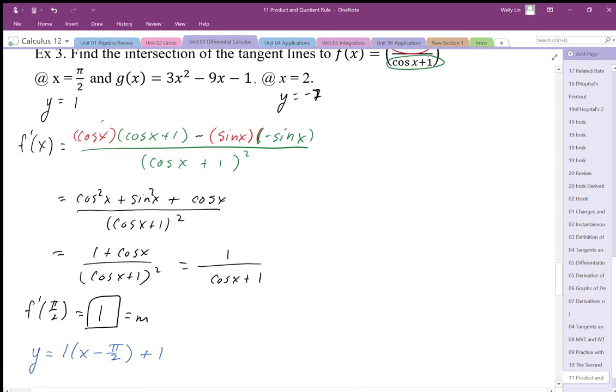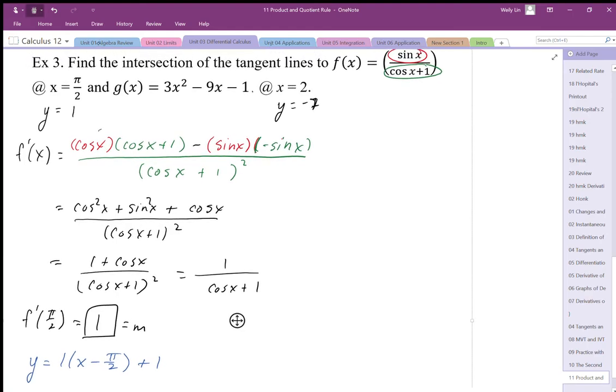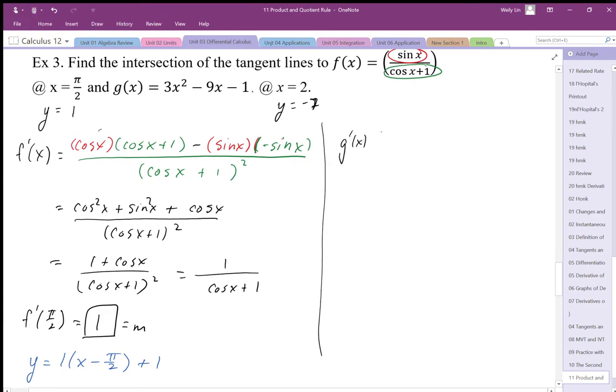The second tangent line is going to be from the g function. So I'm going to differentiate my g function. I'll do it over here. G prime of x, this one's fairly straightforward, so I get 6x minus 9. I want the slope at x equals 2. So at x equals 2, I get a slope of 3. So there's my slope, I'll call it m2. I can write the equation of that line now: y equals 3 times x minus 2, minus 7. Okay, so those are my two lines.